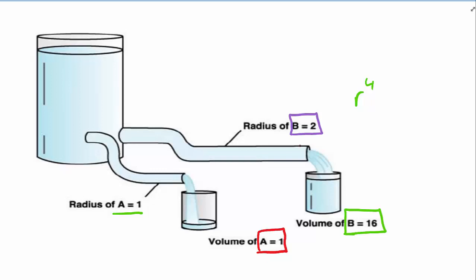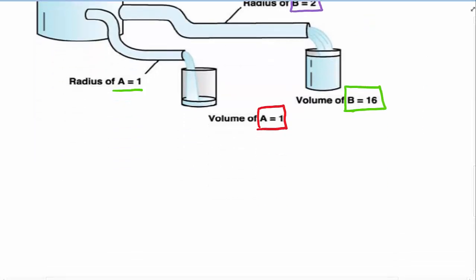So this means that when we have a change in the radius, it's going to alter the resistance to an even greater degree, whether it's increasing the radius or decreasing the radius of that tube. Make sense? Okay, let's move on to the next topic.